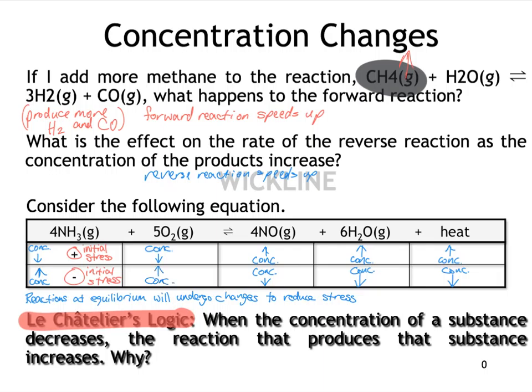Now, here's a pattern that you may have already noticed. When you split the reaction down underneath its equilibrium sign, you'll notice a similarity between all the left-hand side things and all the right-hand side things. You'll notice that they have the same direction. So increase, increase, increase, decrease, decrease, or increase, increase, decrease, decrease, decrease. And then lastly over here, Le Chatelier's logic says, when the concentration of a substance decreases, the reaction that produces that substance increases. Why? To reduce stress. That's always what Le Chatelier's logic would be, is to reduce stress and return to equilibrium.